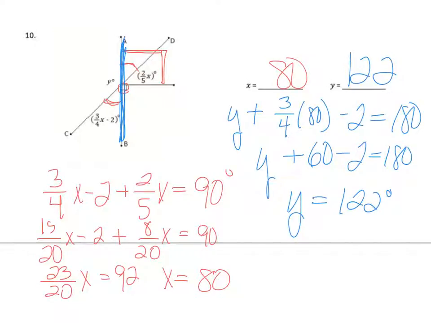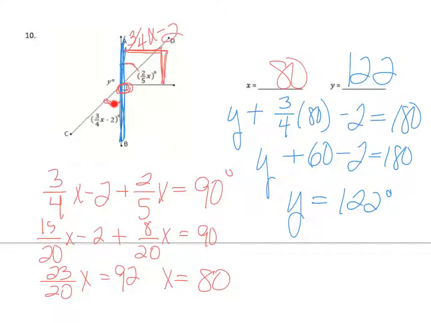Okay, first I saw, when I showed you the hints, this angle is vertical with this one. So if I transpose 3/4 x minus 2 up there, I know that if this is 90 degrees, then this equals 90 degrees. So I merely went 3/4 x minus 2 plus 2/5 x equals 90. Did some fraction magic, solved for x equals 80.